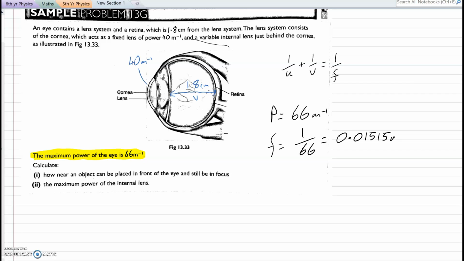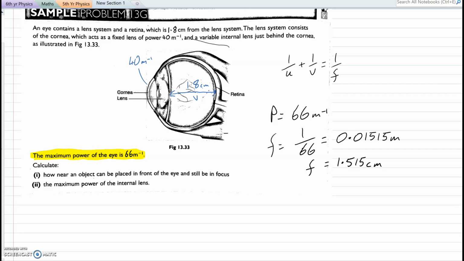0.01515. Okay, now that's in meters. I like to work in centimeters because everything else is given to you in the question in centimeters. So change that and you get 1.515 centimeters. Okay, now try not to round this too much. Keep 2 to 3 decimal places definitely in this. So that's your focal length.